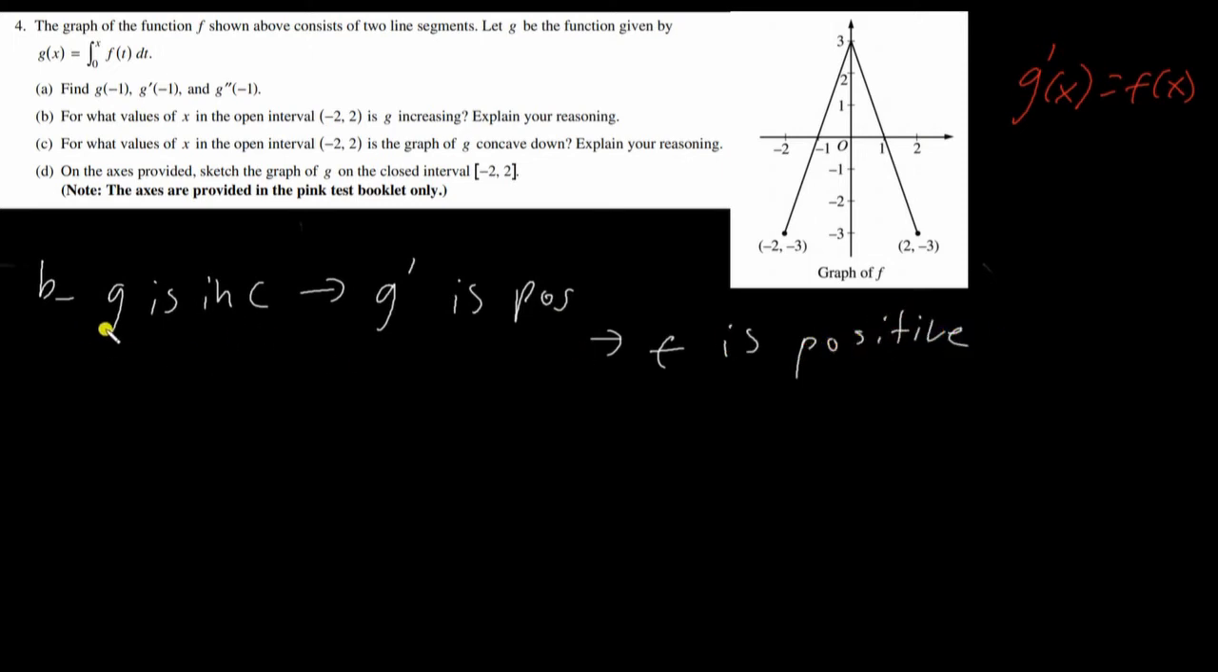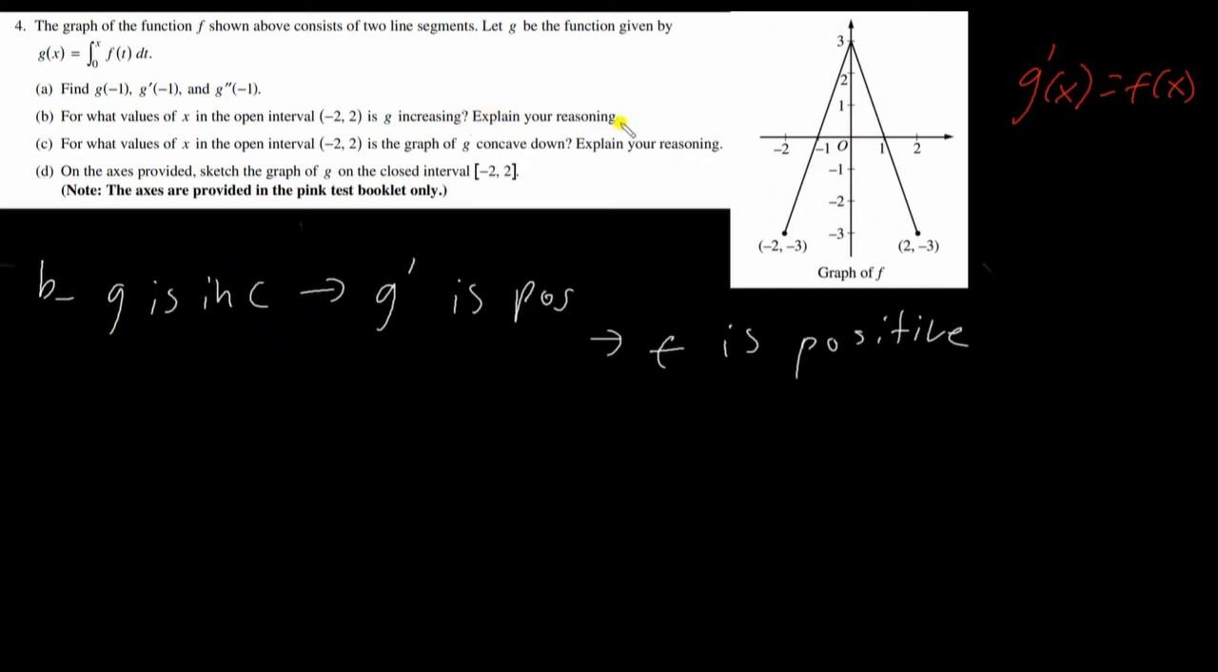So if g is increasing, then f is positive. So we just want to find where on this interval -2 to 2 is f positive. Well, it looks like it's positive from -1 to 1. So since f is positive on -1 to 1, we can go back along here and say that g is increasing on -1 to 1.